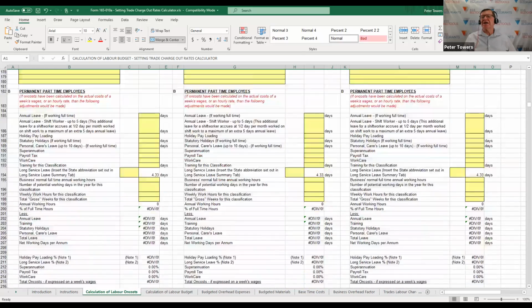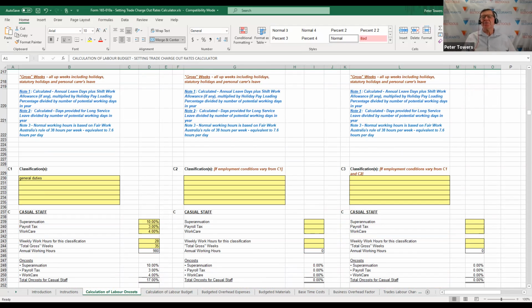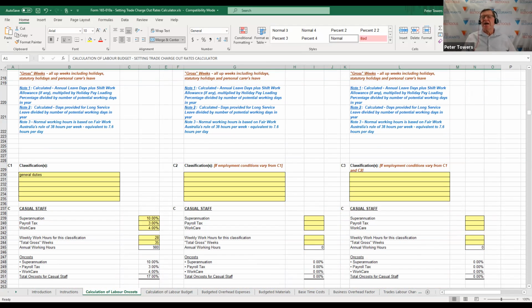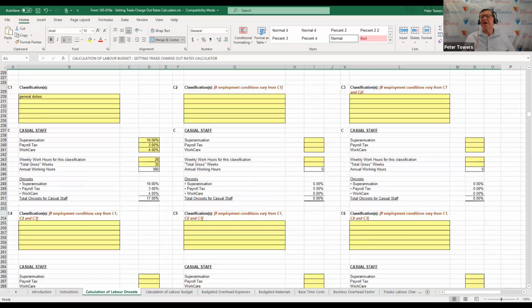And then we go down and we've got one group in casuals. So we've got general duties. They basically only receive superannuation, they get paid, and there are costs of payroll tax and WorkCare for them. And I've put them in that they're going to be paid $35. Sorry, they're working weekly work hours of 28. They're going to be working 35 weeks in the year, and the annual working hours are 980. The system's calculated their on cost.